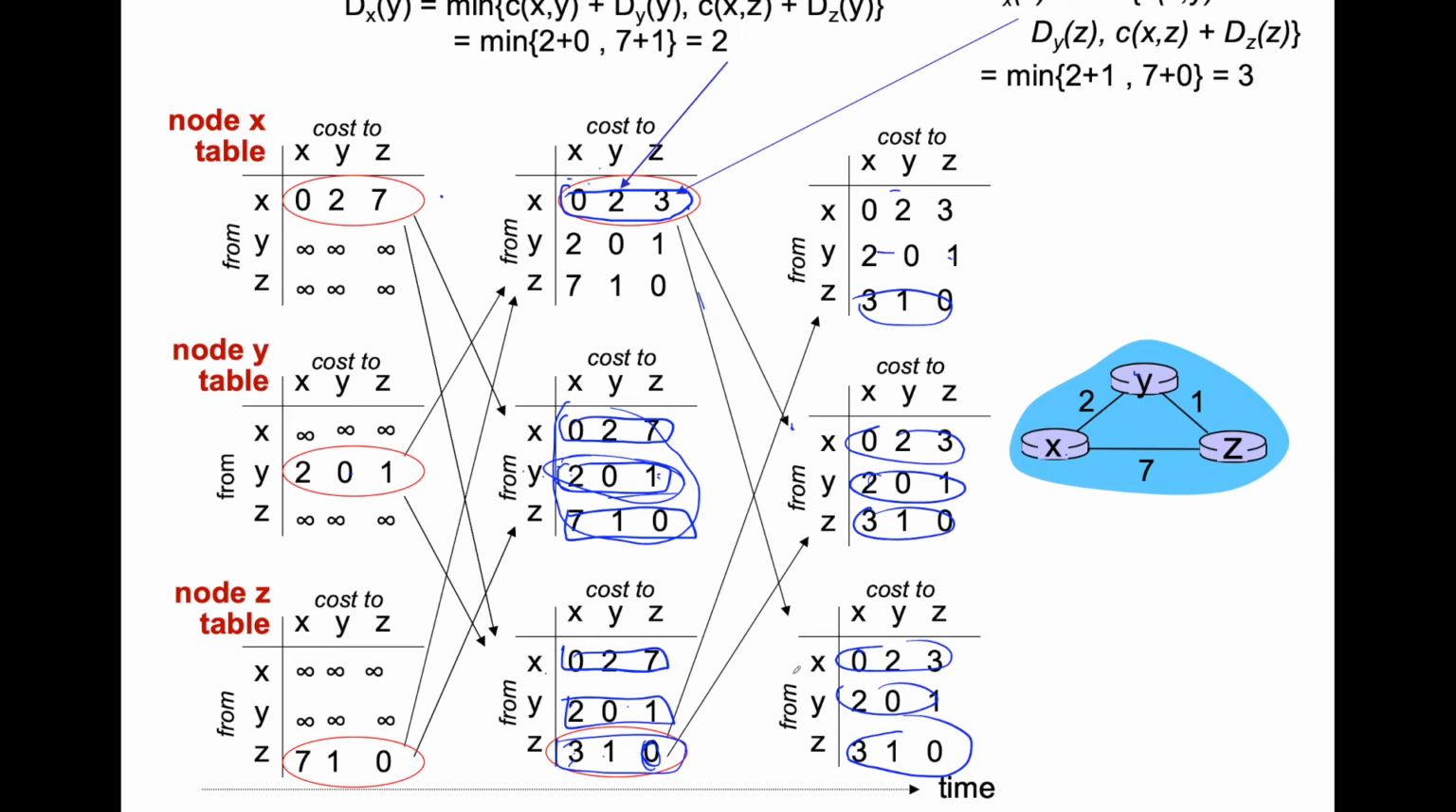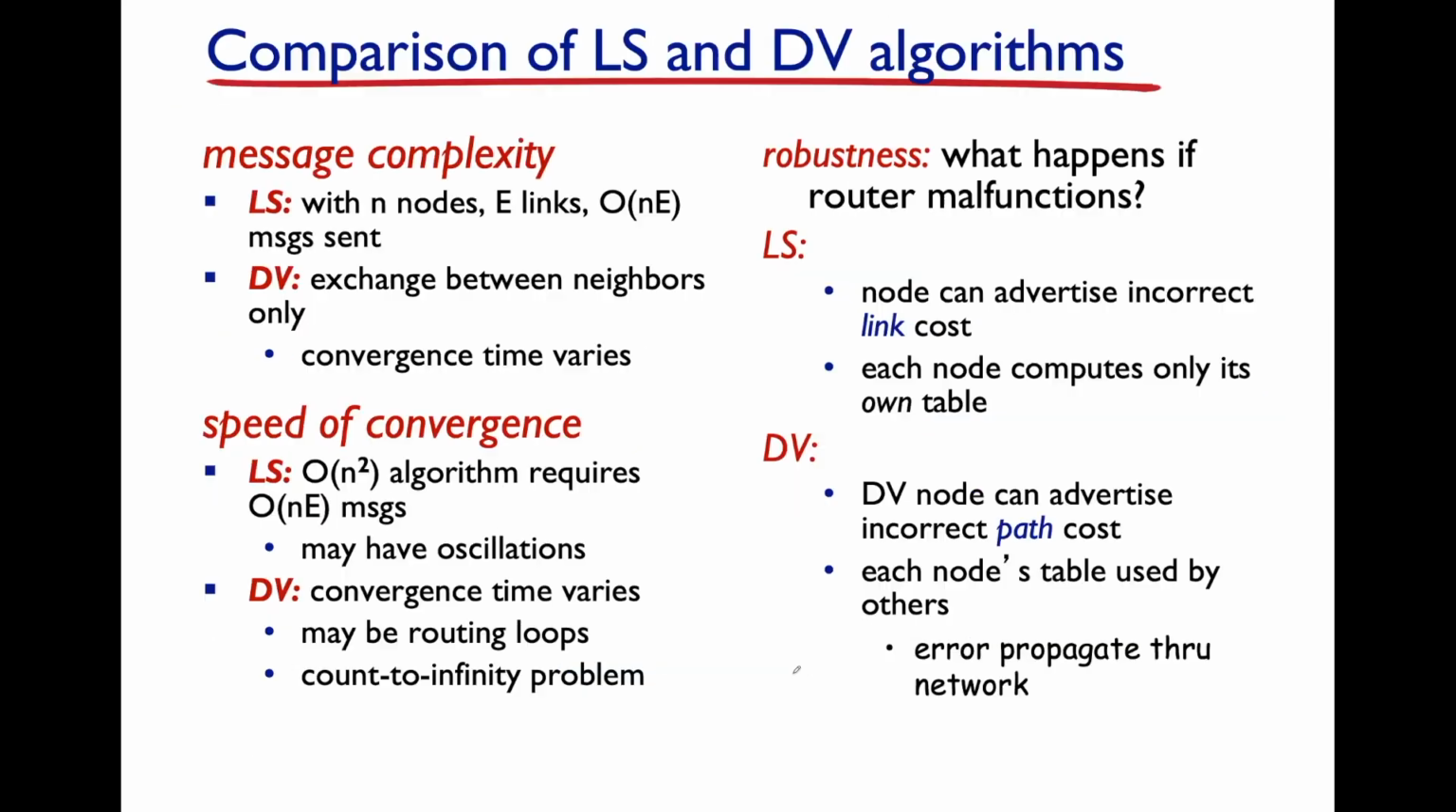Okay, so this is an example of distance vector routing. And as you can see, it takes time. As updates happen, distance vectors get sent out, and that triggers the potential update of the neighbors to which those distance vectors were sent.